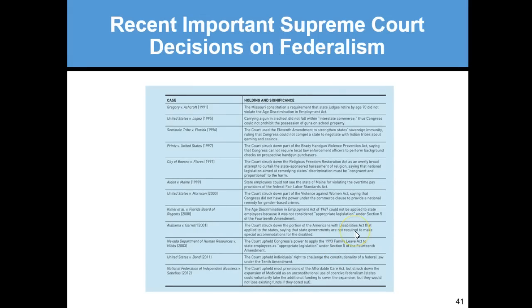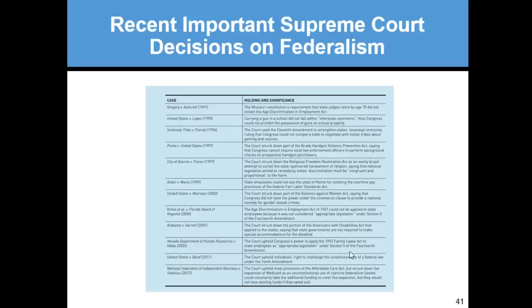Alabama versus Garrett, the court strikes down the portion of the Americans with Disabilities Act that applies to the states, saying that state governments are not required to make special accommodations for the disabled. Nevada Department of Human Services versus Hibbs, the court would uphold Congress's power to apply the 1993 Family Leave Act, FMLA, to the state employees as appropriate legislation under Section 5 of the 14th Amendment. So this one did side with the federal government.